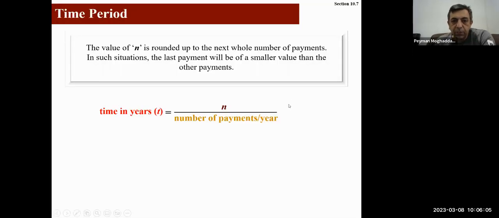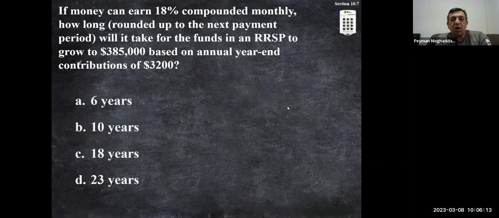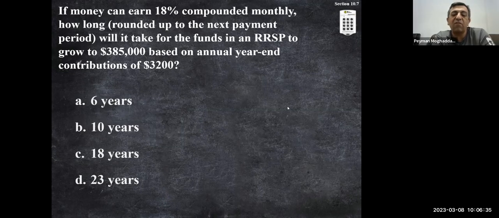All right, let's do a question here. If money can earn 18% compounded monthly, how long, rounded up to the next payment period, will it take for the funds in the RSP to grow to $385,000 based on an annual year-end contribution of $3,200? I'm going to solve this with you guys because it's the first question after we learn the equation, and then we leave the next one to you.